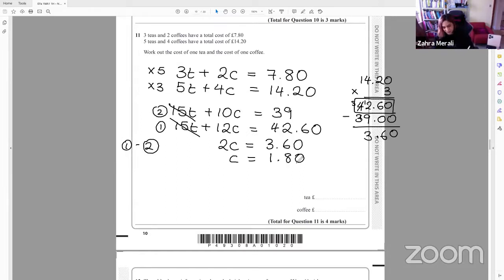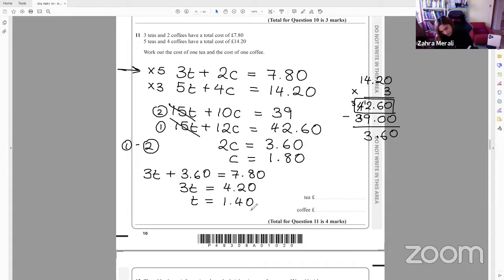And then I just go back to my original equation. I'm going to go back to that one and substitute it in. 3T plus 2C. So I'm doubling 1.80, which I have above anyway, which is 3.60, equals £7.80. That tells me 3T is £7.80 minus 3.60, which is going to give me £4.20. And so T is going to be, if we do 42 divided by 3, we could do it that way around, or even 4.2 divided by 3, you're going to get £1.40. So the T is £1.40 and the coffee is £1.80.